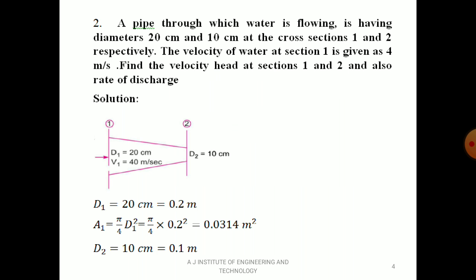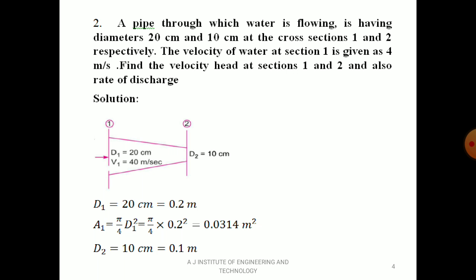Going to the second problem: a pipe through which water is flowing has diameters 20 cm and 10 cm at the cross sections 1 and 2 respectively. The velocity of water at section 1 is given as 4 meter per second. Find the velocity head at sections 1 and 2 and also the rate of discharge.